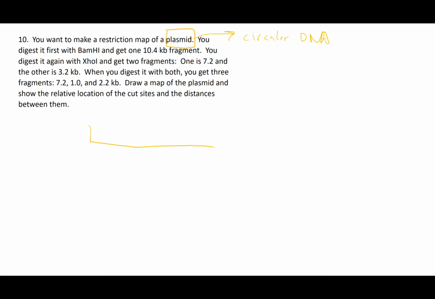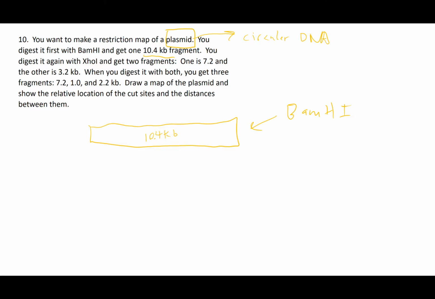kilobase fragment. What that tells us, a couple of pieces of information here: circular DNA will not run on a gel the same way as a linear piece of DNA. So I'm saying that this is a 10.4 kilobase fragment, I'm basically telling you it's been linearized. So this basically means that BamHI has cut our plasmid once to generate this linear piece of DNA.